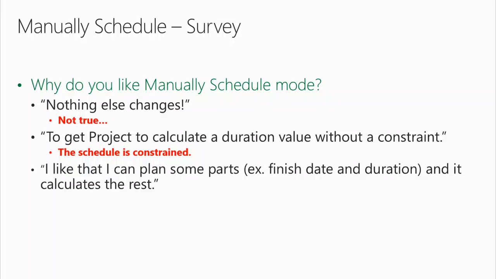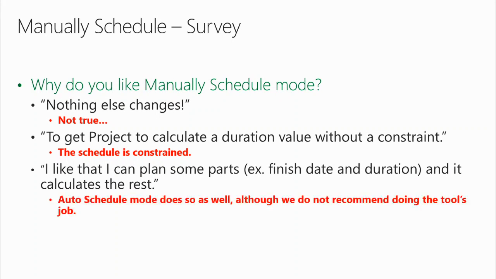"I like that I can plan some parts, for example, finish date and duration, and it calculates the rest." Well, auto schedule mode does so as well, although we don't recommend doing the tool's job. Your job is to tell Microsoft Project, who has the knowledge, skills, and abilities to perform work, what percentage of time on an average daily basis they can devote to work, and how much work there is. Then Project says, thanks, Dan, you've done your job. Now I'll do what you've spent thousands of dollars on me for. I'll calculate duration and drive out the finish date. That's Project.